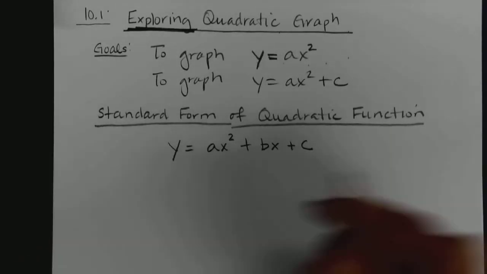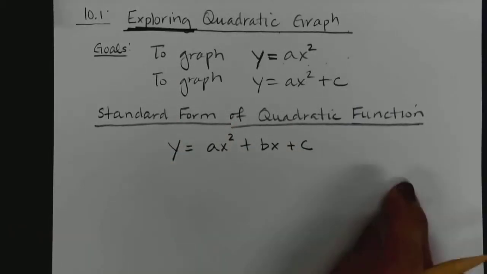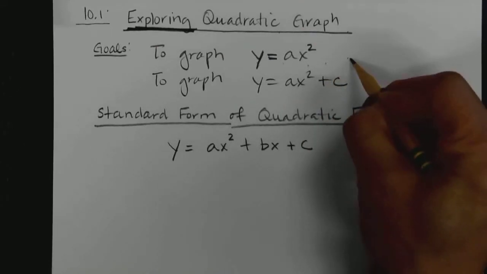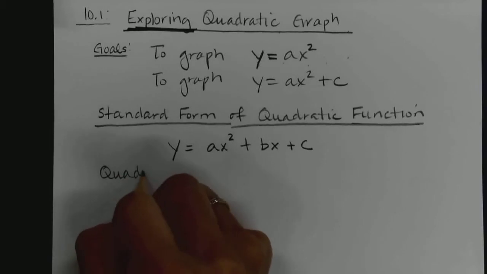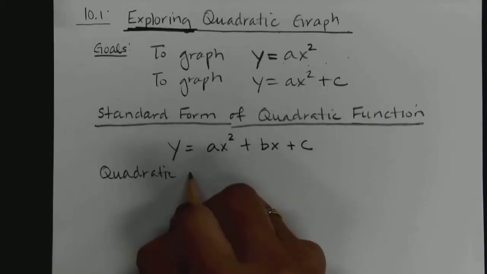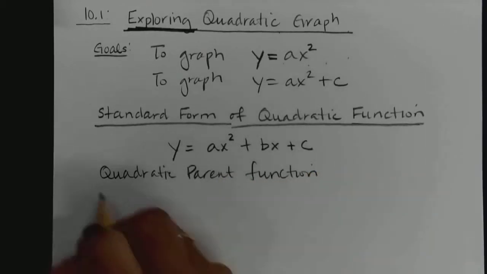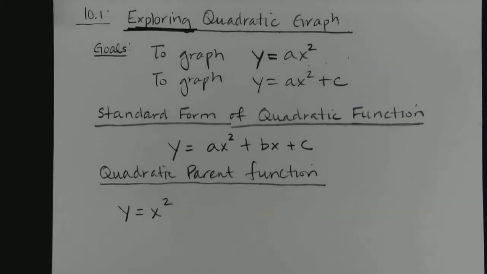Okay? And a function is an equation. So you do have to know this. But what we're dealing with today is when b is 0 and c is 0, or when b is 0, we're going to be graphing those. Now, every function has a parent function, so the quadratic parent function is y equals x squared, where a is 1, b is 0, c is 0. This is the parent. Everything else derives from this.